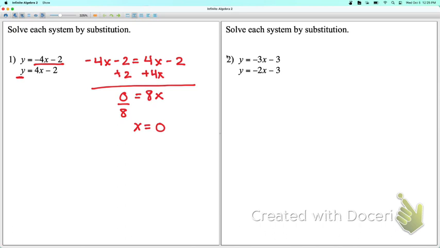Which one do you want to put it back into? The first one. Well, it doesn't really matter. It's going to be 0 either way. So y equals negative 2? Yes, because this would be 0 minus 2, and this would be 0 minus 2. So y equals negative 2. So my answer is 0, negative 2.